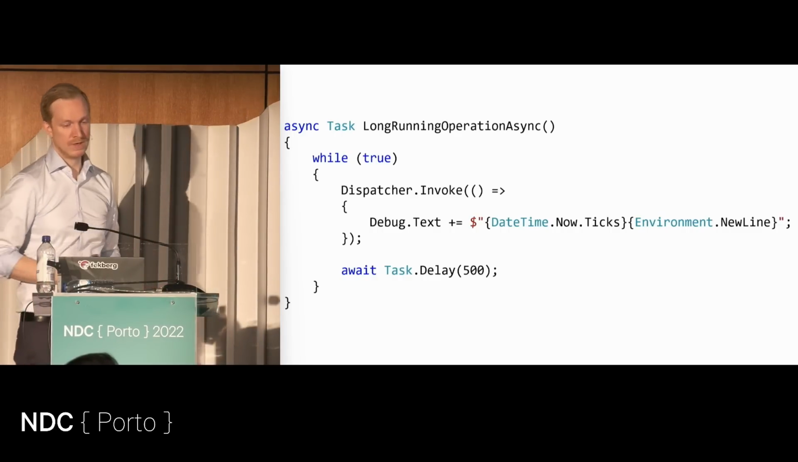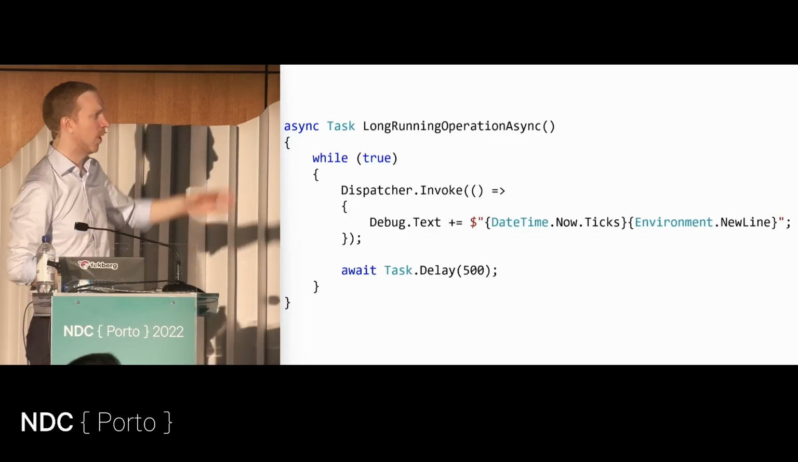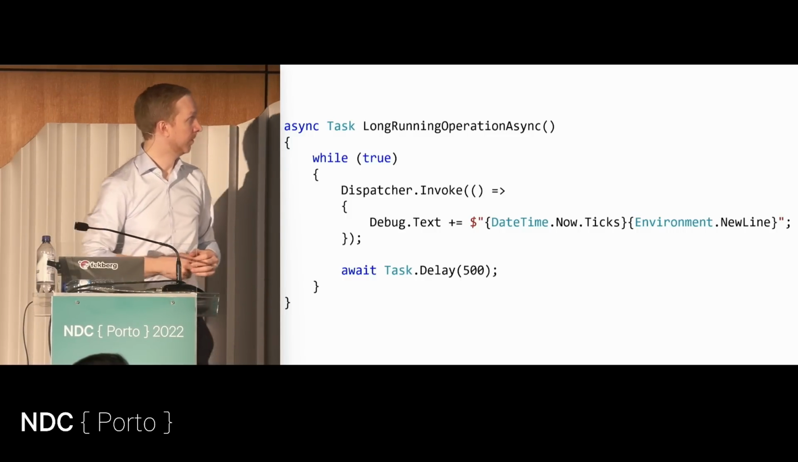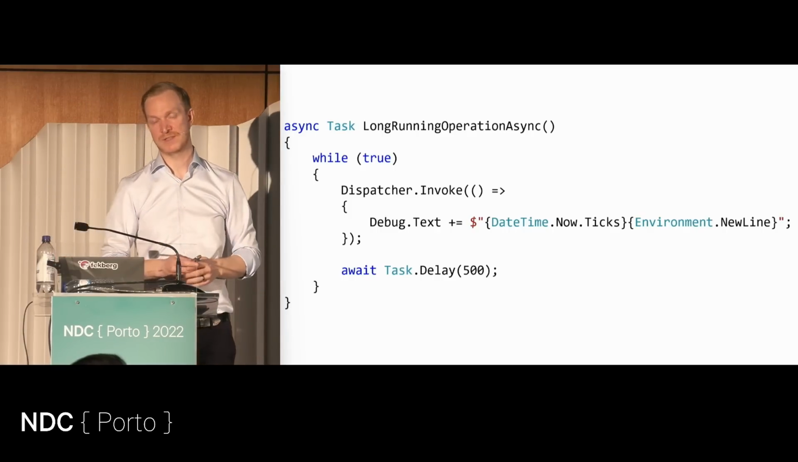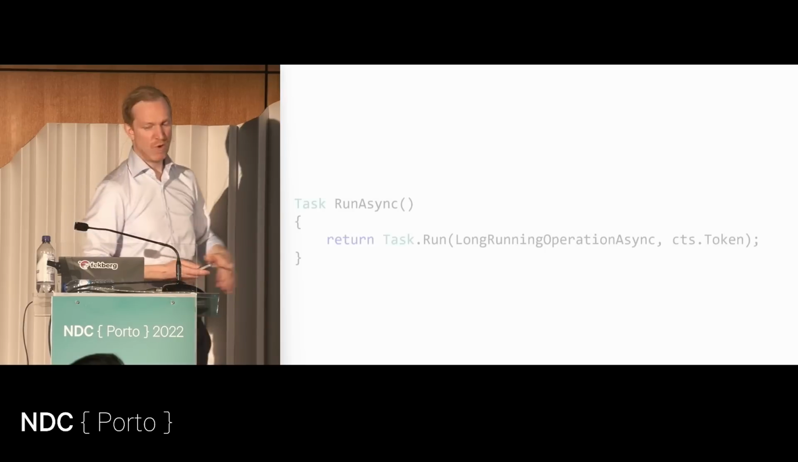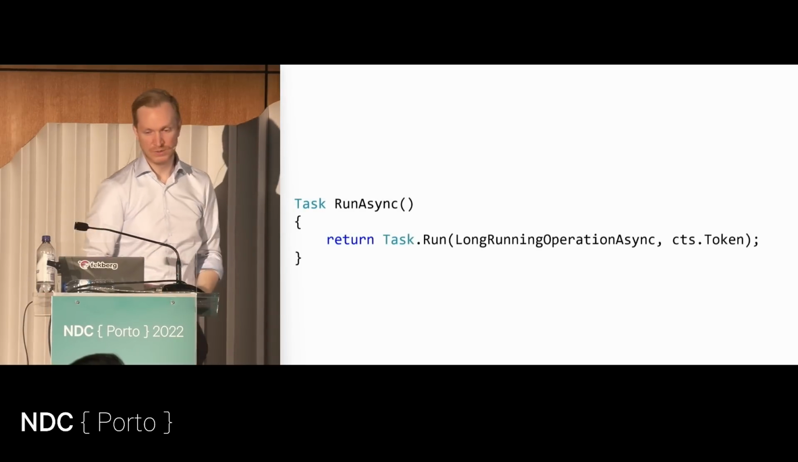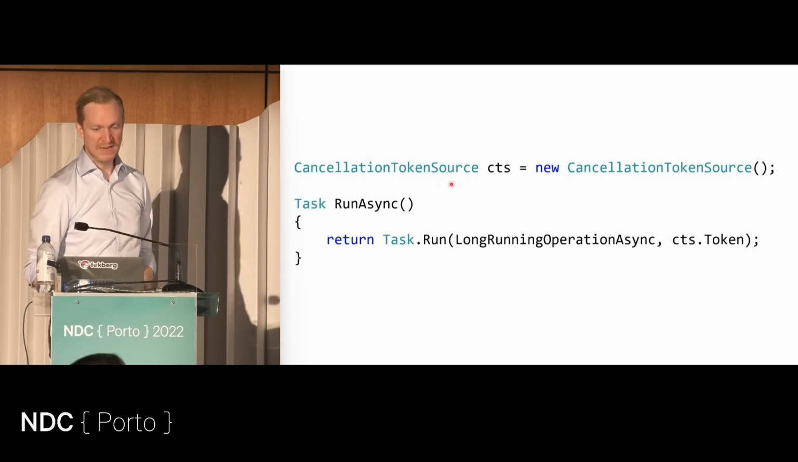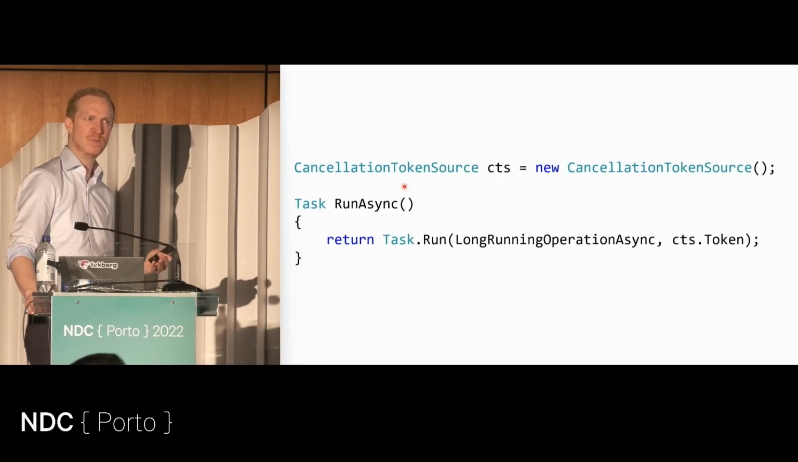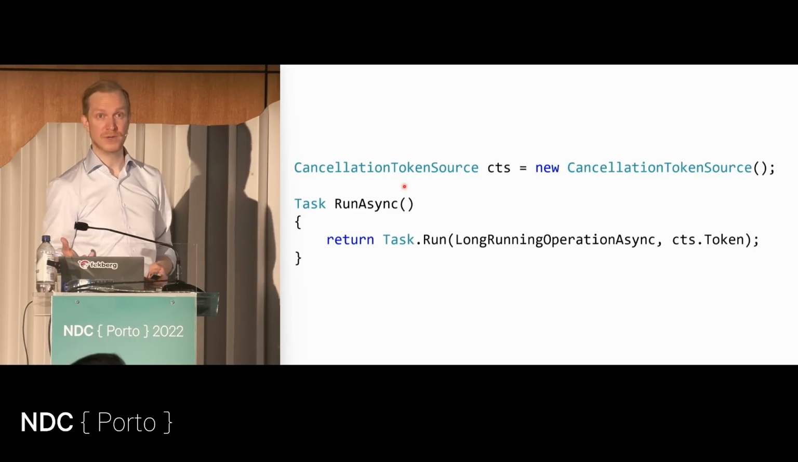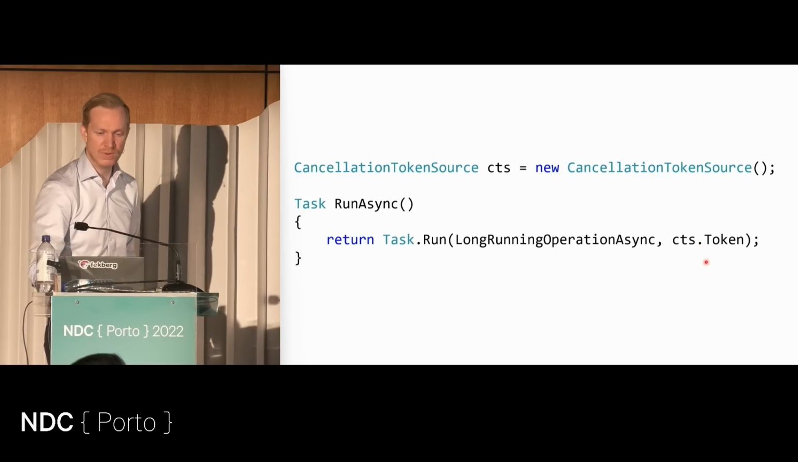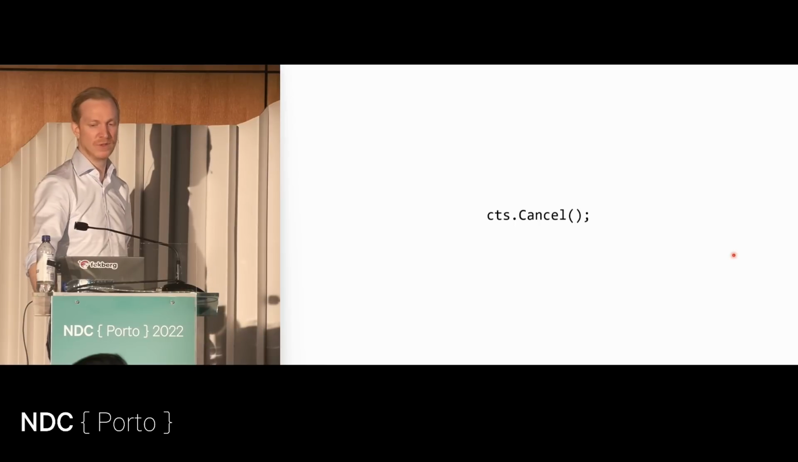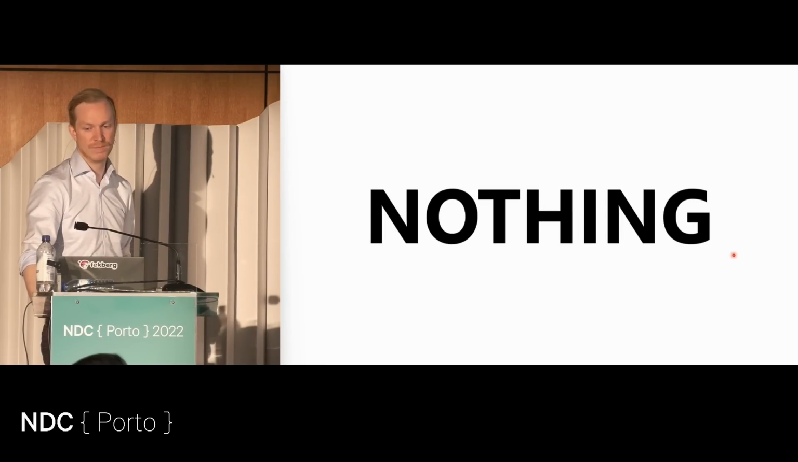Let's say I have this method called long-running operation. This is a while true loop that just prints something out to a window here. It writes the ticks to a debug window, and then just has a Task.Delay. If I run this using a Task.Run, as you'll see here, I'm going to pass something called a cancellation token. The cancellation token source is something that allows me to signal that I want to cancel an asynchronous operation. And I can pass the token into this asynchronous operation, but when I then say that I want to cancel this, nothing is going to happen.